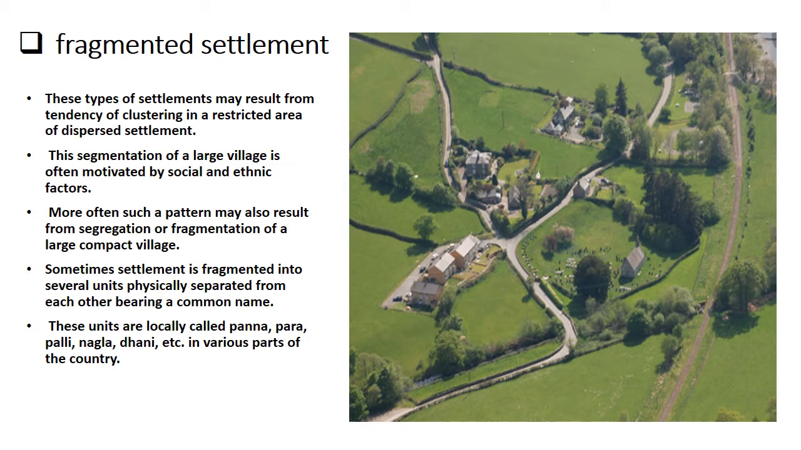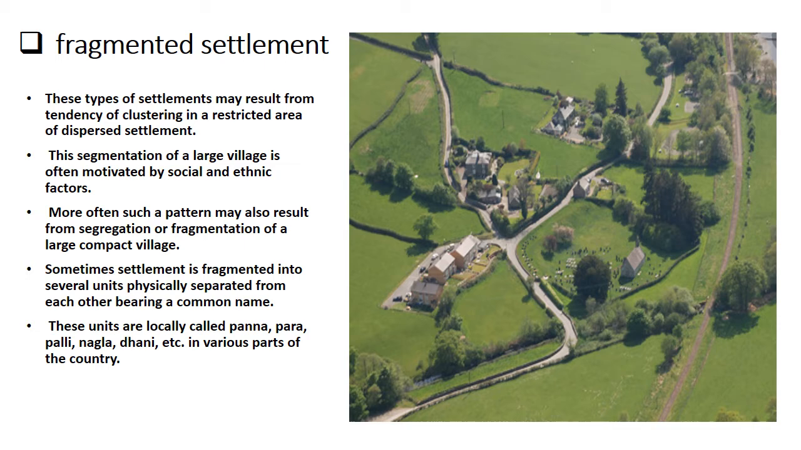Some religion is staying together, then some other religion is staying somewhere else together. This type of groupism can be seen. More often, such a pattern may also result from segregation or fragmentation of a large compact village. So it can create segregation and it can also create fragmentation of a large village. Sometimes a settlement is fragmented into several units physically separated from each other, bearing a common name. So many times what happens? A settlement is fragmented with different names or a common name.